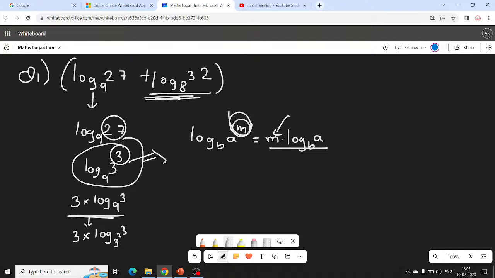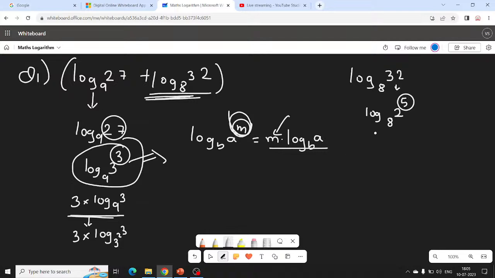Now for the second term. Now you are going to help me for the second term. Now tell me, I'm writing here, this is log 32 to base 8. 32 can be written as 2 to the power of 5. And what happens here? Log base 8. What happens to this 5?